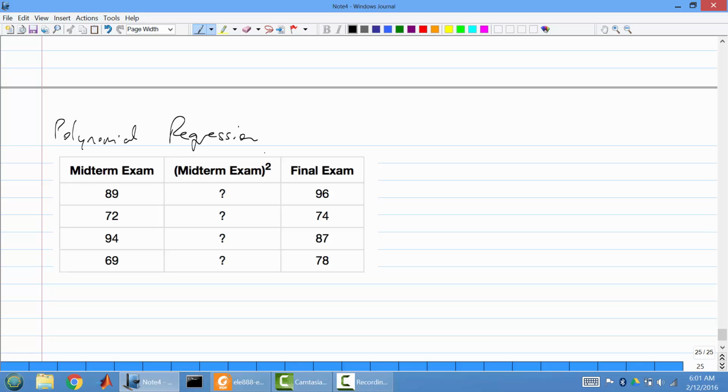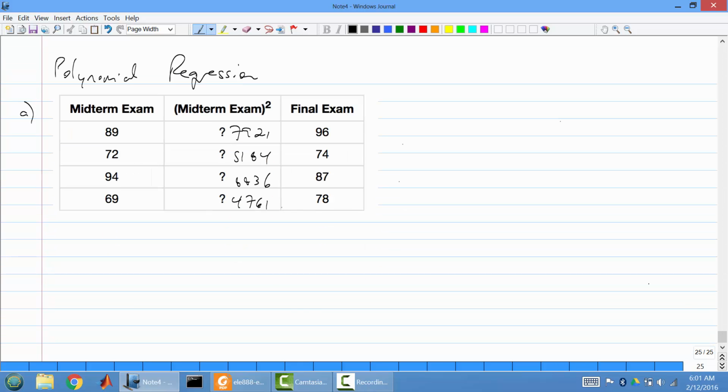Okay. So the first task is to complete this table, and that's pretty easy. All you have to do is take every feature and square it. So we have 7921 because that's 89 squared, 5184 that's 72 squared, 8836 because it's 94 squared, finally 4761 because it's 69 squared. Now all you have to do is compute the mean and the standard deviations for each of these features. We can certainly do that.